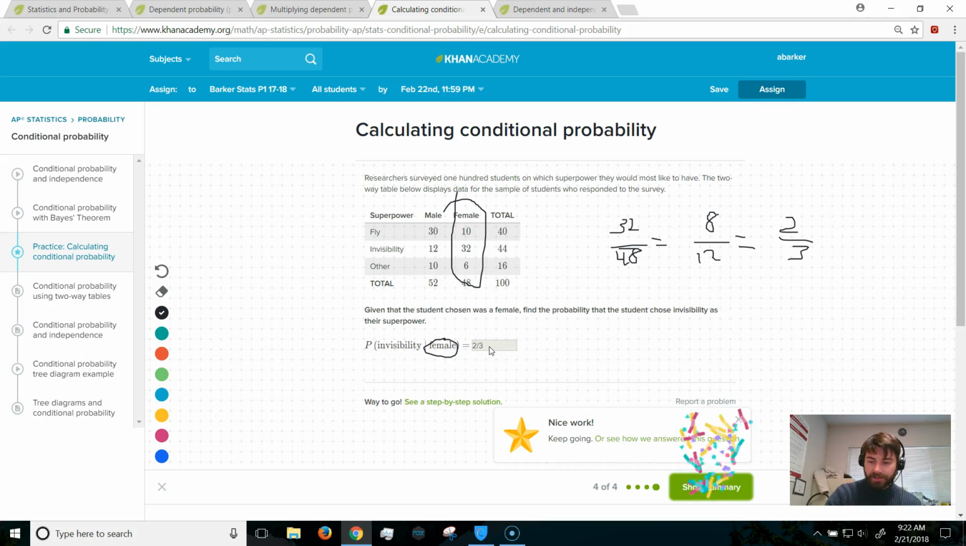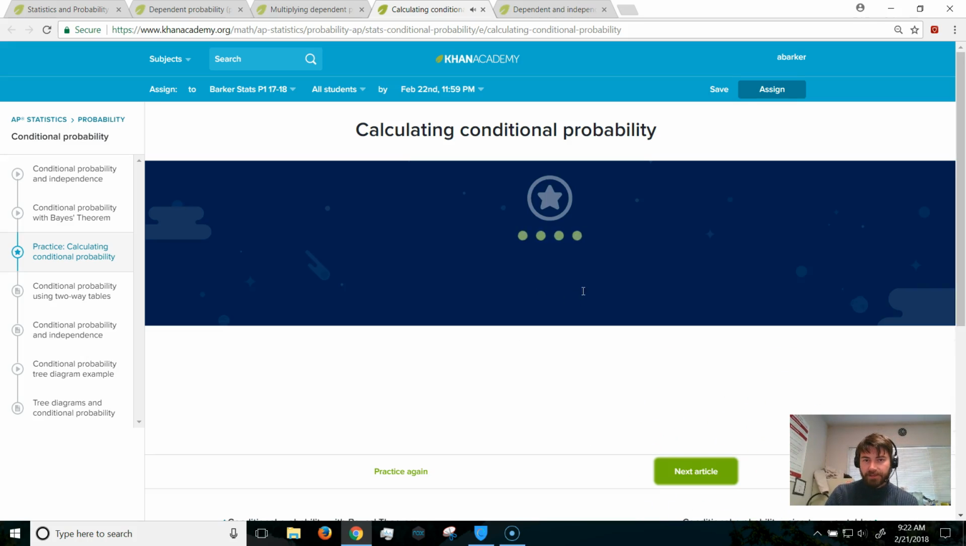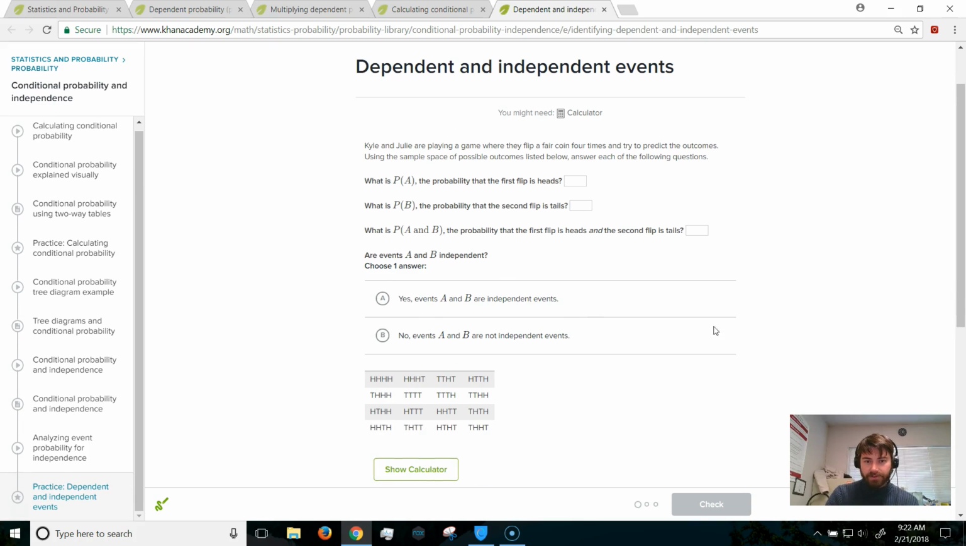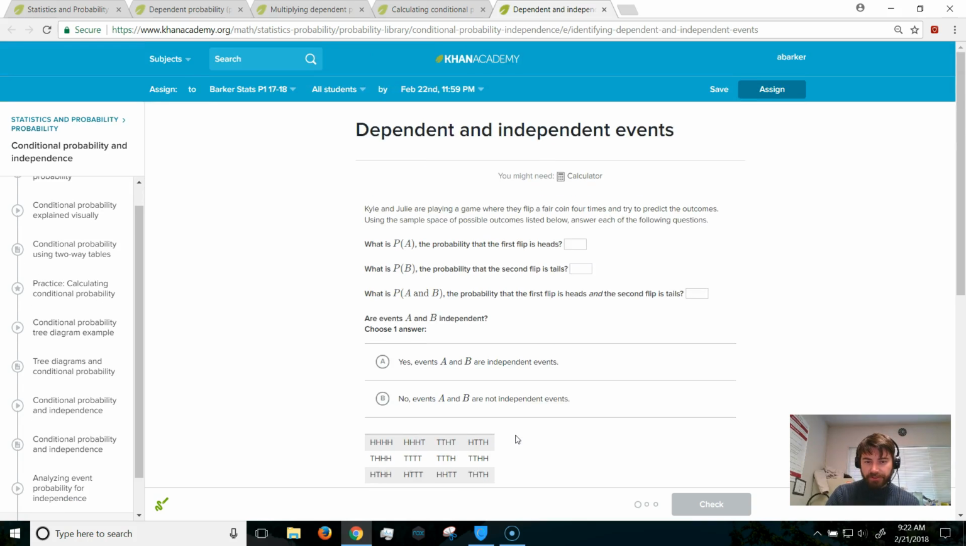If I did that correctly. All right, so on to the last one, dependent and independent events. This one, you kind of follow along as well, and it can be tricky. So it's really important to read and then think about what that means in terms of probability.